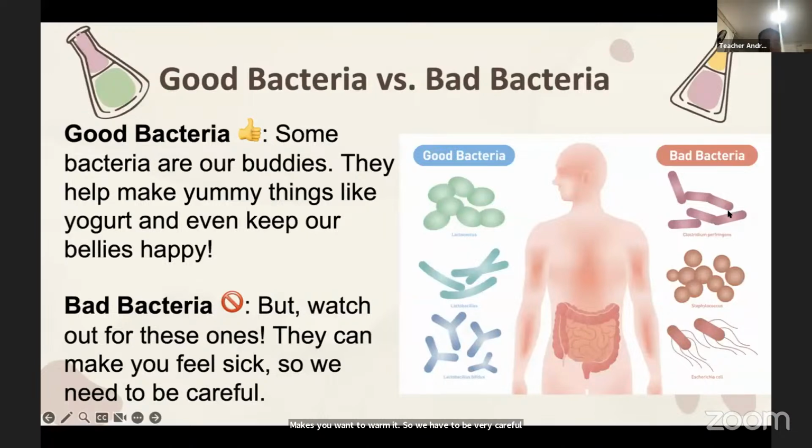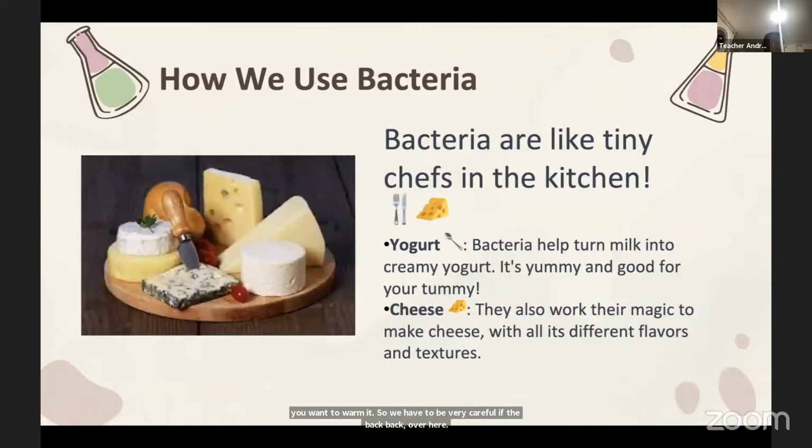All right, next up. Do you also know that bacteria are secret chefs in our kitchens? They work their magic to make milk into creamy yogurts, which is not only delicious, but also good for our stomach. They also help to make cheese. So if you're a cheese lover, please remember to thank the bacteria because they work their magic to make cheese with all its different flavors and textures. So yogurt and cheese are the products of bacteria.